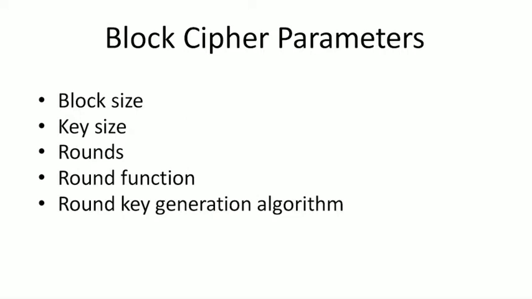Here are some parameters that are important for block cipher design. Every block cipher needs a block size, a key size, rounds, a round function, and then a round key generation algorithm. Block size defines how the data will be divided for processing. As I just mentioned, blocks have the same size, so we usually pad the last block to make it the same size as the other blocks.